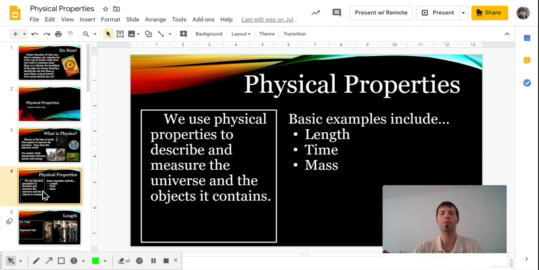Let's talk about physical properties. How do we talk about matter and energy? Well, the three main ways we talk about matter is length, time, and mass. Every other physical property that we talk about is based off of one of those or a combination of those three physical properties. So let's talk about each one.